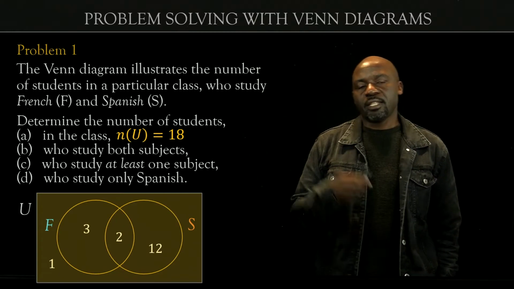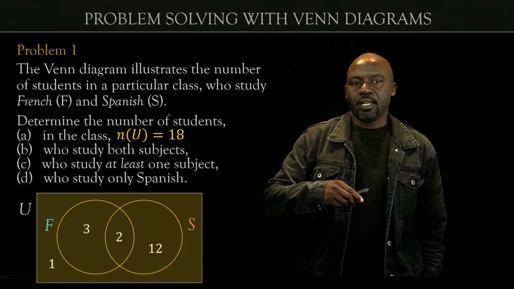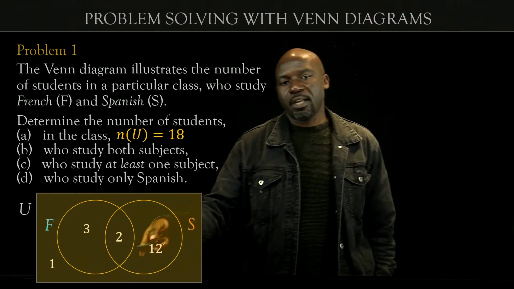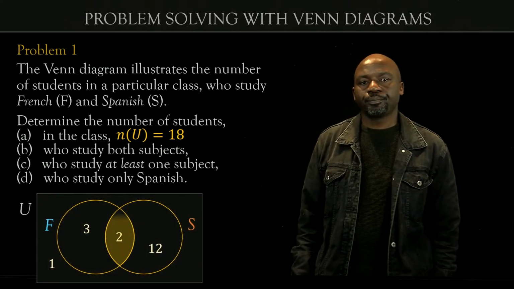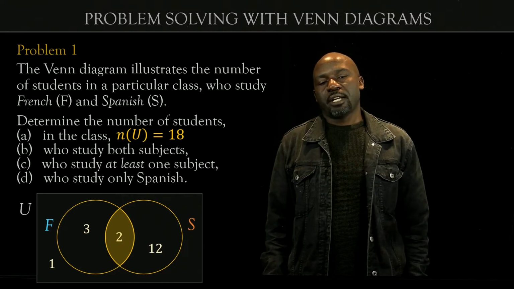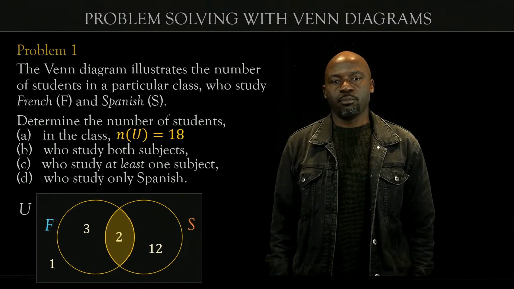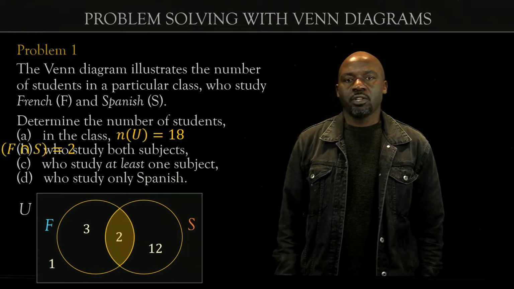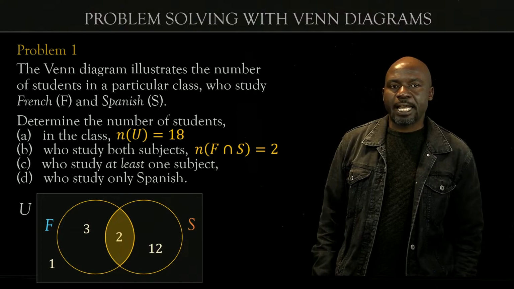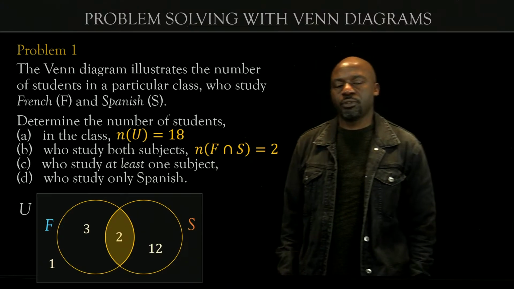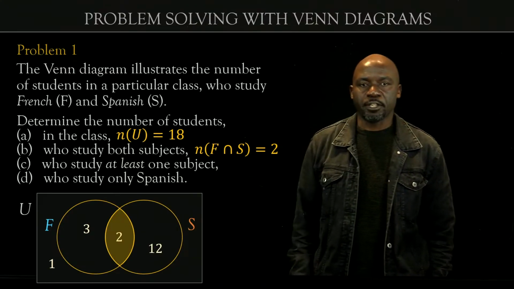The number of students who study both subjects, that would be the intersection. That means they study French and they study Spanish, so they must fall in the intersection region. So we can represent that. That is clearly 2 students who study both French and Spanish. So we can say that the number of elements in F intersection S is 2. There are 2 students that study both French and Spanish.